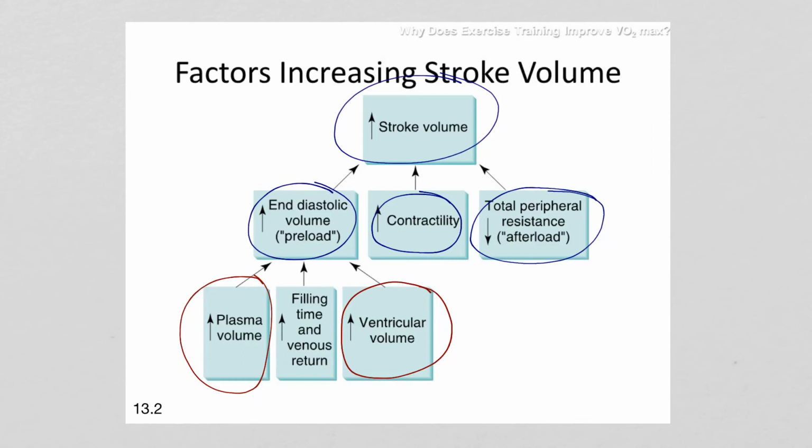And the third factor that will help increase our preload, or the end diastolic volume, shown right here in the middle, is filling time and venous return. This occurs both at rest and during exercise. And what we mean by increased filling time is there's more time in between each beat for the heart to fill up. That's because we have a lower heart rate. So with a lower heart rate, we can have a greater end diastolic volume, which then can achieve a higher stroke volume. And again, that will occur from rest at all power outputs all the way up until max.